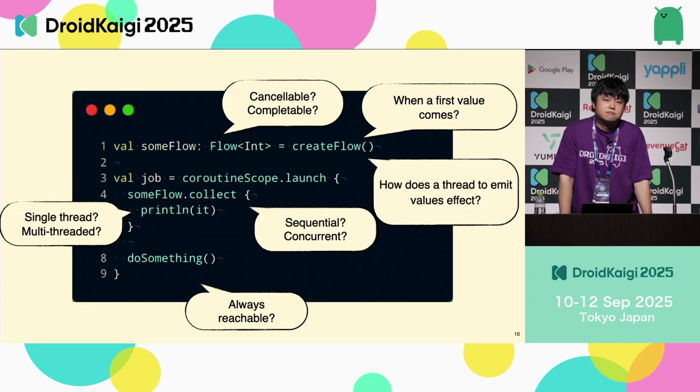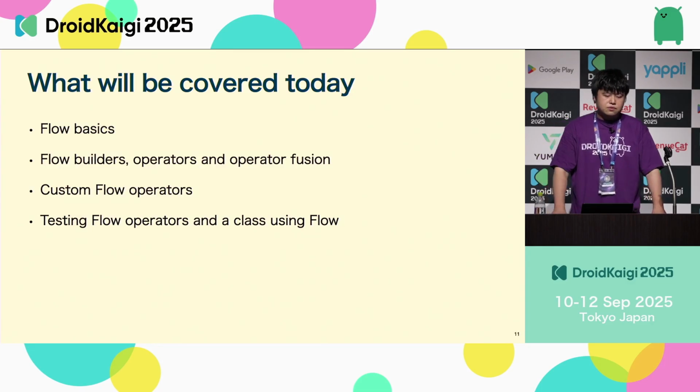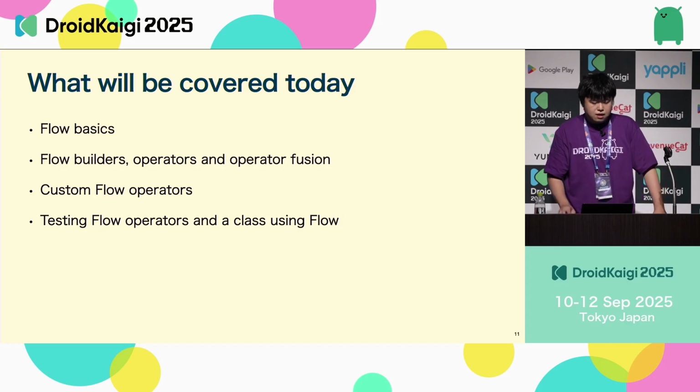Even when writing a small flow code, there are a lot of points you need to know and should be able to explain. For example, when you write an incident report due to bugs in your flow code, you have to be able to give a theoretical explanation, not just an observation. Today, I would like to help you understand how flow-related code works, but we will not talk about getting started with flow. Topics will be flow basics, operators, operator fusion, custom operators, and testing. Let's begin with the first topic.